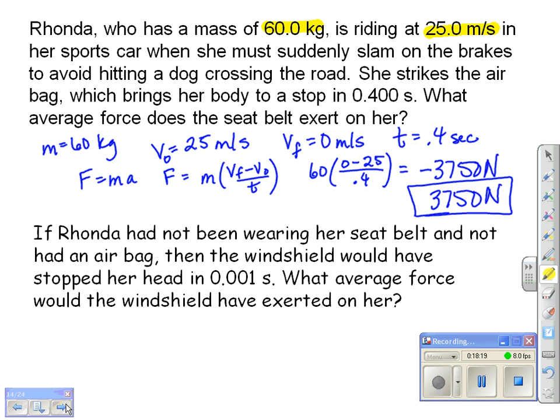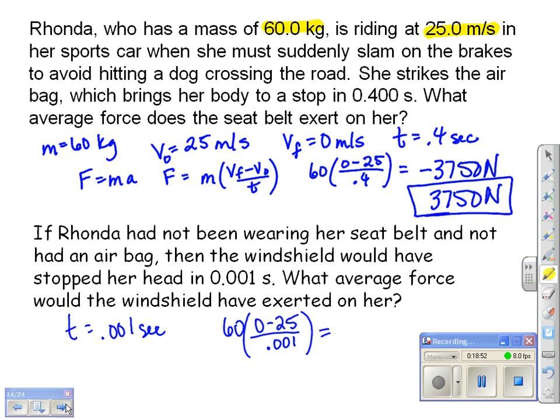So then the next question is, if Rhonda had not been wearing her seatbelt, that would have been really bad, considering it's a law now, and not had an airbag, super bad, then the windshield would have stopped her head in a time of 0.001 seconds. That's really fast. What average force would the windshield have exerted on her? So instead we need to say 60 times 0 minus 25, but instead have 0.001 as our time.